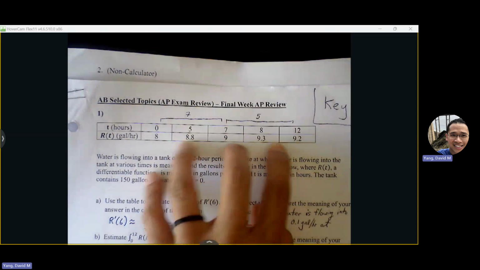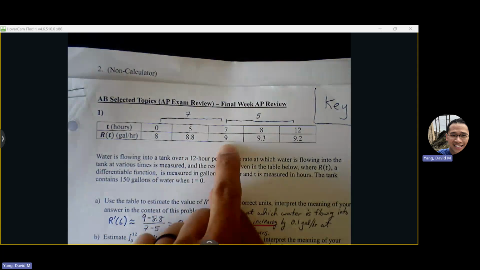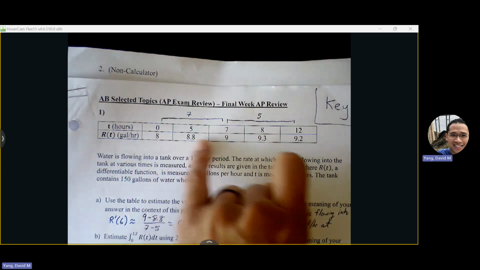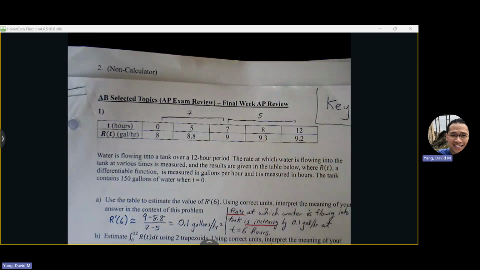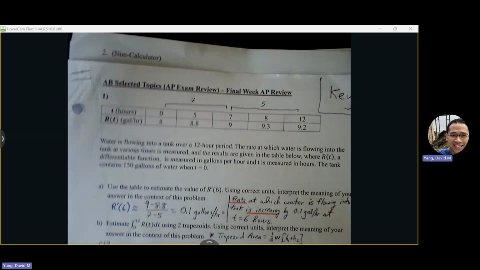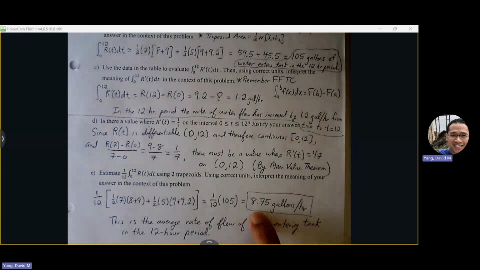If you look at your data without even going through that process, you should be able to estimate, okay, 8, 8.8, 9, 9.3, 9.2. If I'm just looking at these numbers, it makes sense that your average value between these numbers will be somewhere in the upper 8 or lower 9 decimal value. And we should be able to look at that and just do a rough estimate. And we see that we get an answer that is consistent with what we are observing. Upper 8, close to 8.8 gallons per hour. This is the average rate of flow in this 12-hour period.